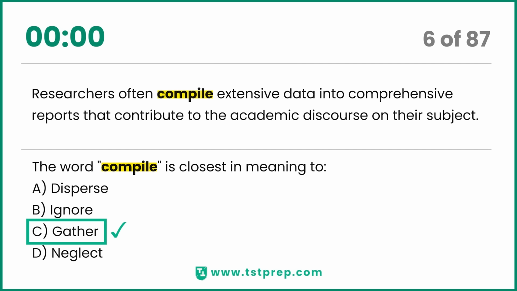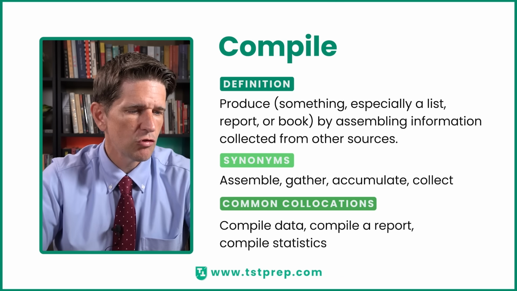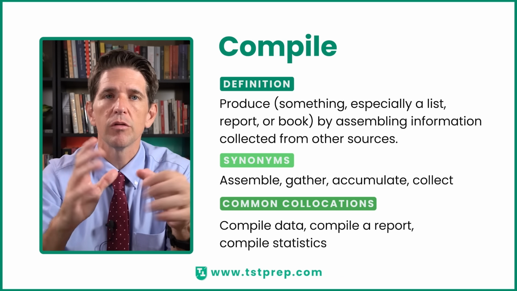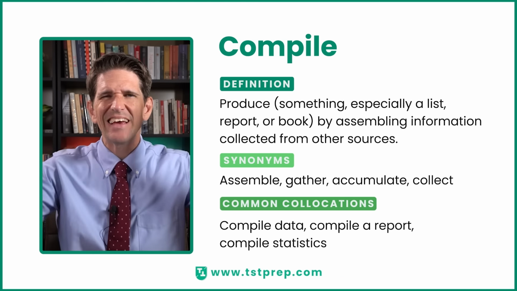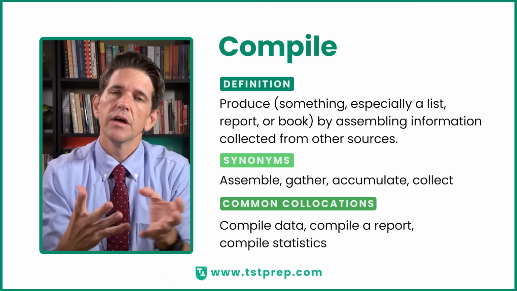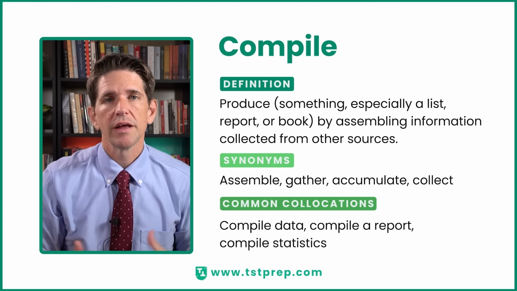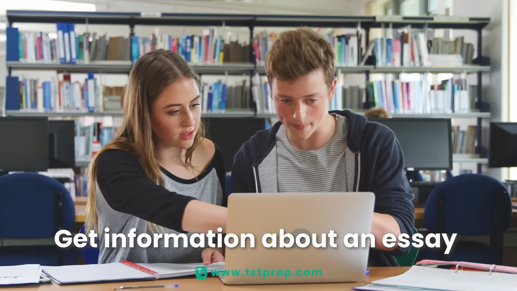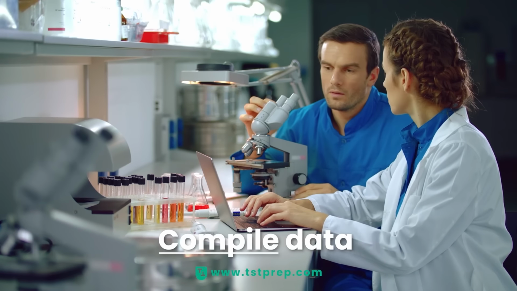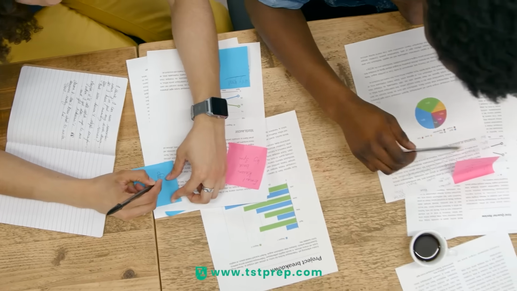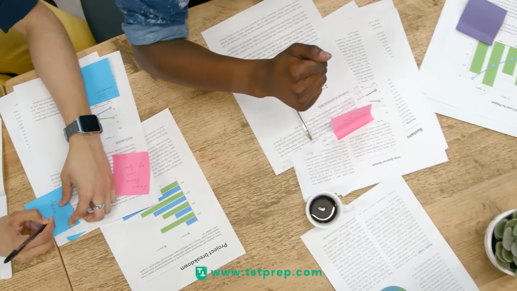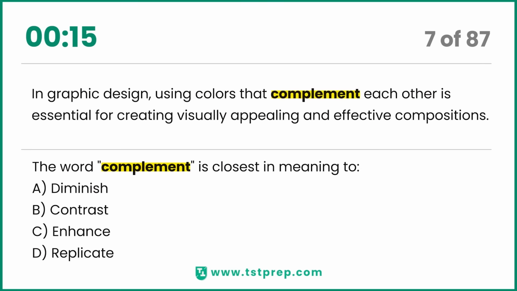So here the correct answer is C, gather. So compile means to assemble information collected from other sources. So it's basically to get a bunch of different things and bring them together, is to compile something. Compile data, compile a report, compile statistics. So this is good when talking about the process that students use to get information about an essay or to perform experiments. You have to compile data. If you're reading something about researchers, you might read about how they compiled information, how they gathered and collected information. Next one.